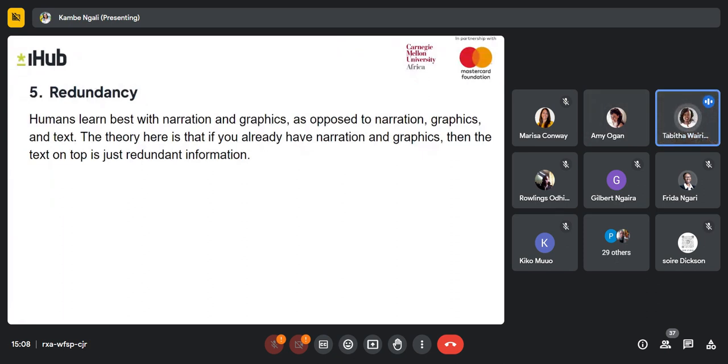So we're saying if you already have narration, so someone is speaking and you have graphics, then adding text on top is just redundant. Everything else that's redundant is not just text, it's additional icons, pictures, anything that might distract from the actual point of what I'm looking at. If it doesn't absolutely have to be there, then remove it.